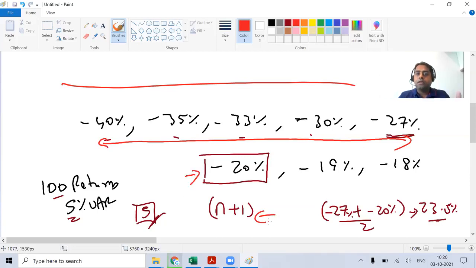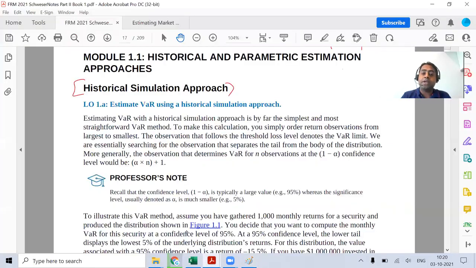Okay, taking you back to the book, and again the same concept is there. I'm going to ask you to read the content, read this paragraph and focus on this. This is nothing but 5% of 100 data points plus 1. Okay, read this entire first paragraph.